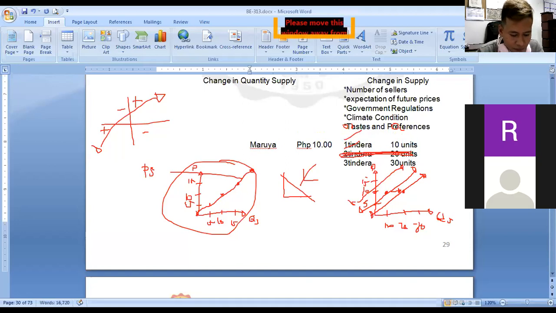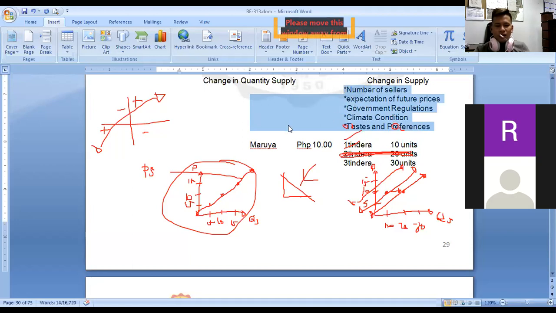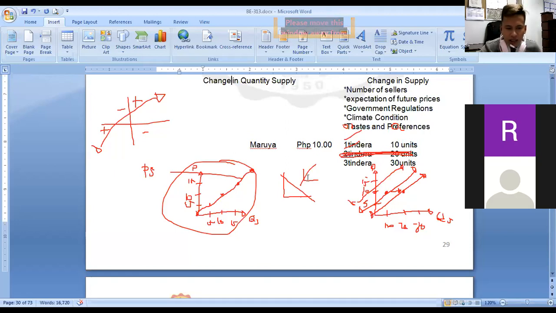Unsa pa man? Mao lang man pa siguro, no. So I'll just add, basta kini sila ang mga hinungdan nganong na shift sa curve, pa right or pa left. Kini siya, no, si price lang mga hinungdan nganong na change in quantity supply. Nasabtan class? Yes po, sir.